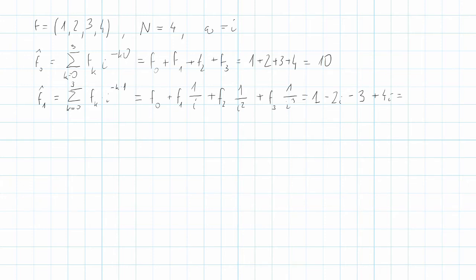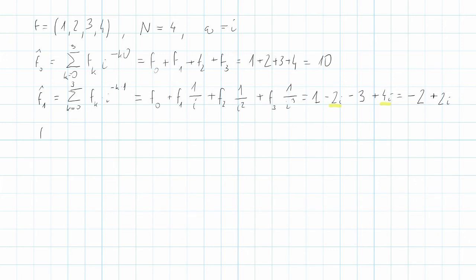So if we now group together the imaginary parts and the real parts, we see that we have 1 minus 3, so it's minus 2, and minus 2i plus 4i is 2i, so it's plus 2i. So the second coefficient of the discrete Fourier transform is minus 2 plus 2i.